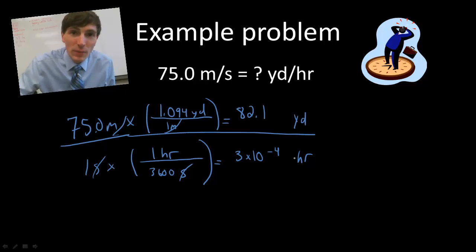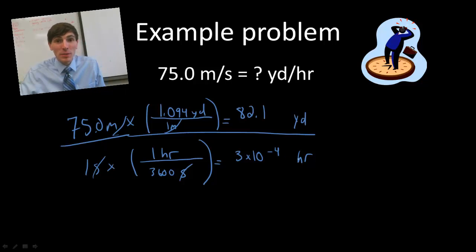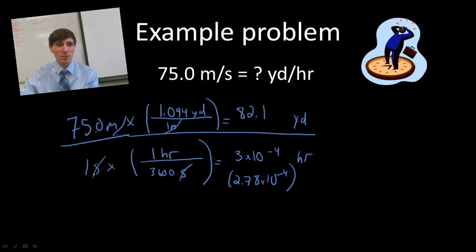I would actually recommend, if you do it this way, to not round until the very end and just keep track of your sig figs, because there's going to be a lot of room for error on here. So this is actually going to be 2.78 times 10 to the negative fourth. I don't want to get too fancy with the rounding, especially for the 1 second, because that's not even a measured value. So when I divide these two numbers out, 82.1 divided by that, I'm going to get a giant number.